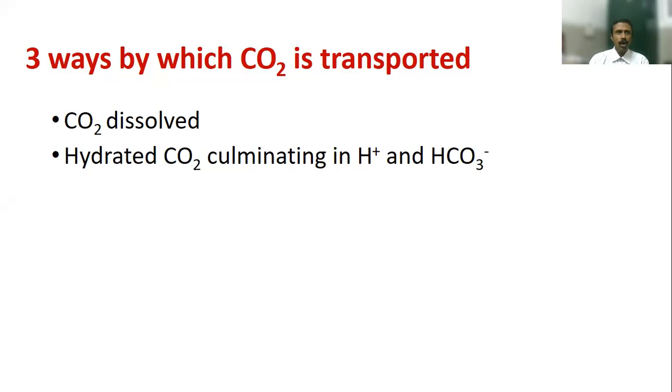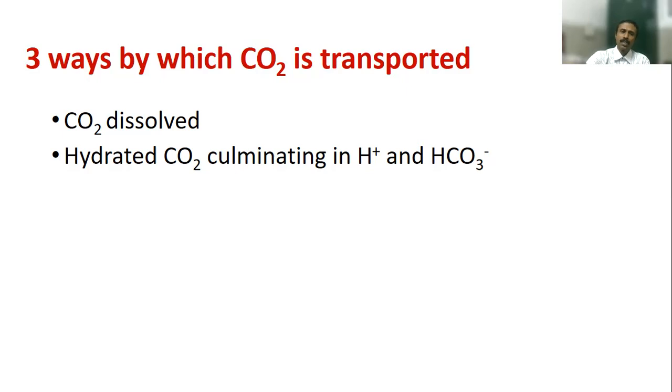The second one we saw was the majority of the transport of carbon dioxide, which occurs within the red blood cell following hydration of carbon dioxide yielding carbonic acid, catalyzed by carbonic anhydrase enzyme and then resulting in hydrogen ion and bicarbonate.